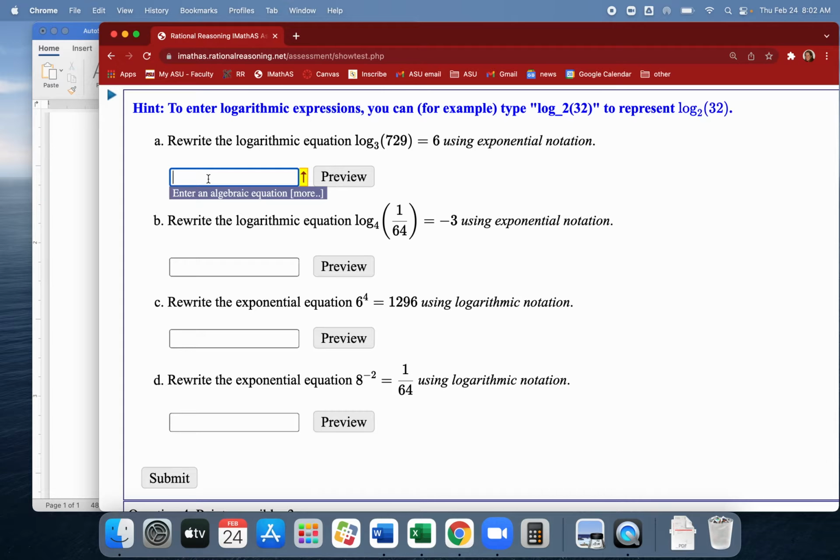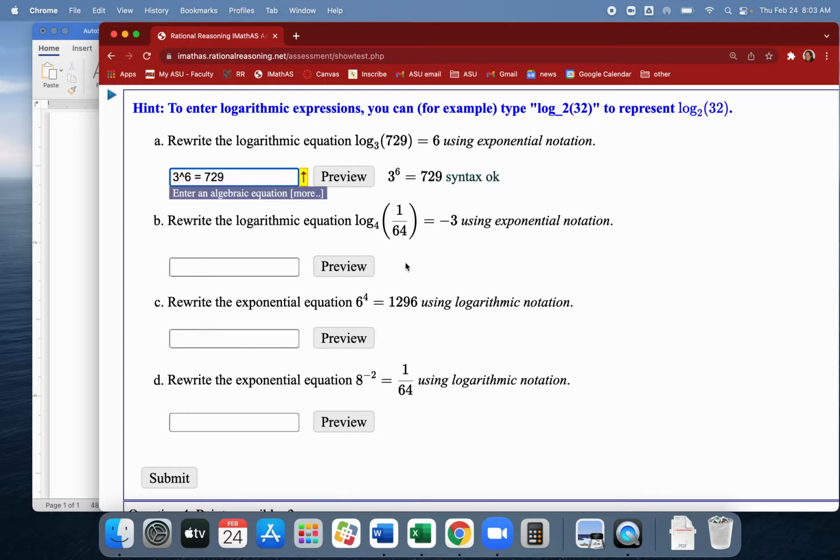All right, anyone have a solution for A? Ideas? A? Yeah, what do you have? 3 to the power of 6 equals 729. All right, 3 to the 6th power equals 729. Sounds good.